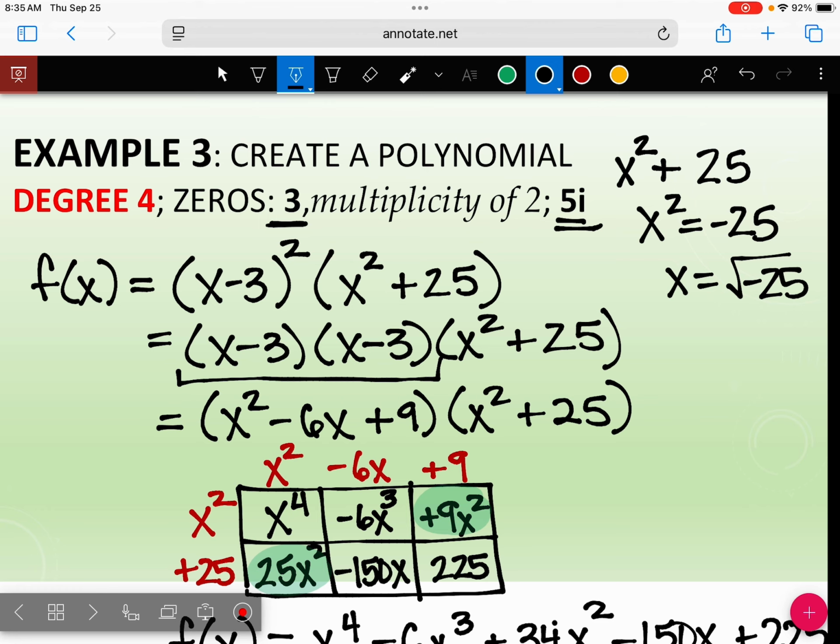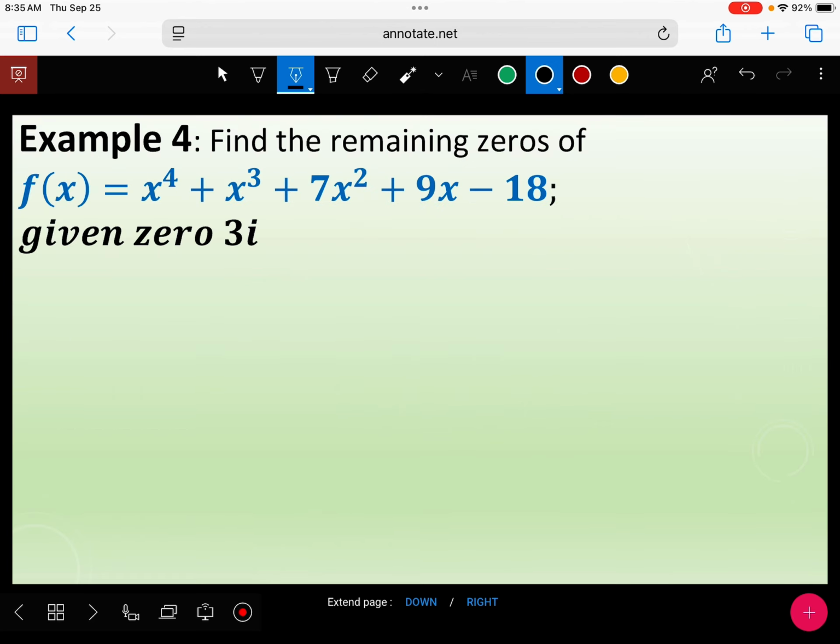All right, so now let's move on to example 4. So we have to find the remaining zeros. This is where long division is going to come into play. So this is my function, and I'm telling you one of my answers is 3i.